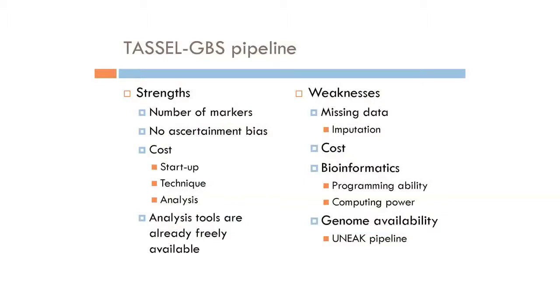And then finally, genome availability. You'll soon have a carrot genome to do this on, so don't worry about it. All right, so Tassel GBS pipeline in carrot.